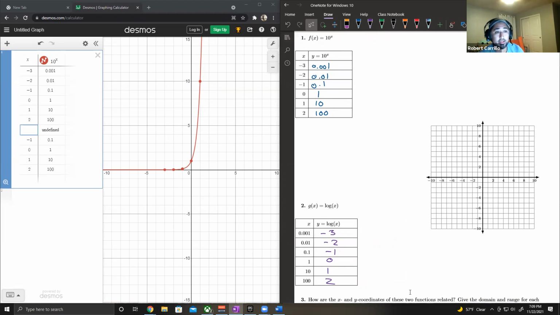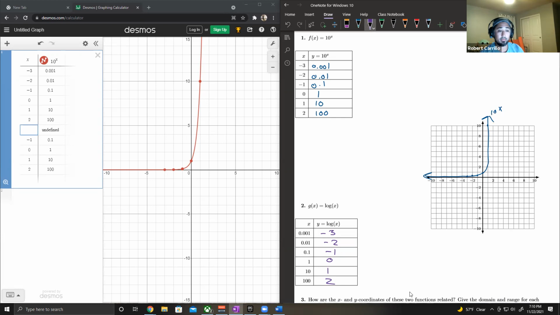So for 10 to the x, we're not going to be able to fit 100, but we can fit 10 on there. So for 10 to the x, it's going to have -3 and 0.001, so it's going to be really close to the x-axis. And then at -2, you're not much higher, and then at -1, still not much higher, and then at 0, you're at 1, and then 1, you are at 10. So here's what the exponential function 10 to the x looks like. Almost looks like e to the x, just a little bit steeper.